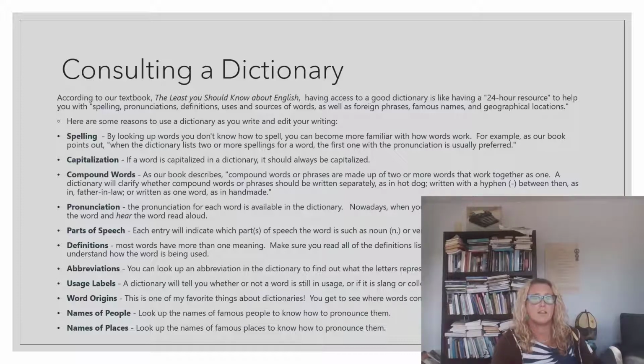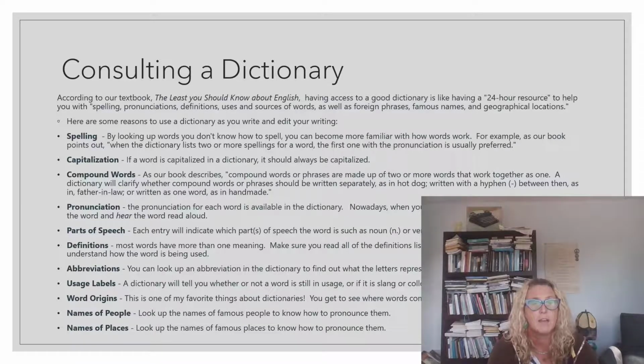Parts of speech, the dictionary will tell us which parts of speech. Remember last week where we talked about all the different parts of speech? When you look in a dictionary at any of the entries, they identify which part of speech the word is in the specific definition that you're looking at. And speaking of definitions, most words have more than one definition, and so you can look at all of them together. You can look up what abbreviations mean, right?